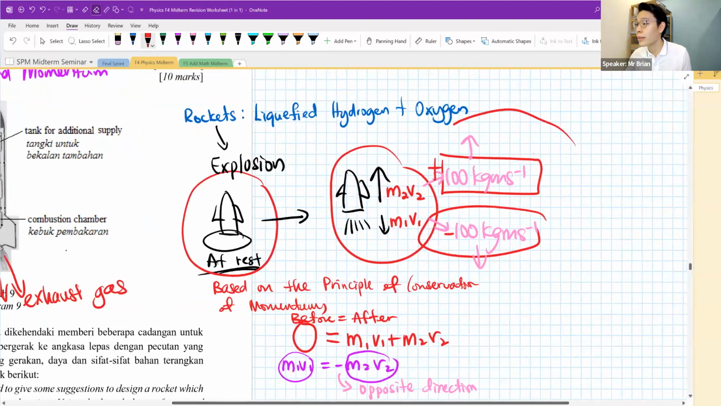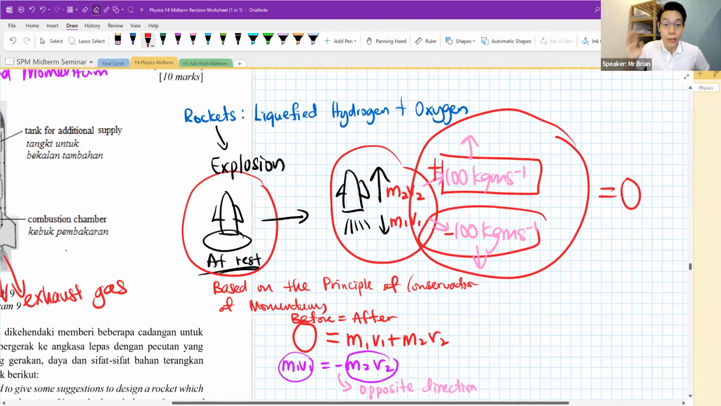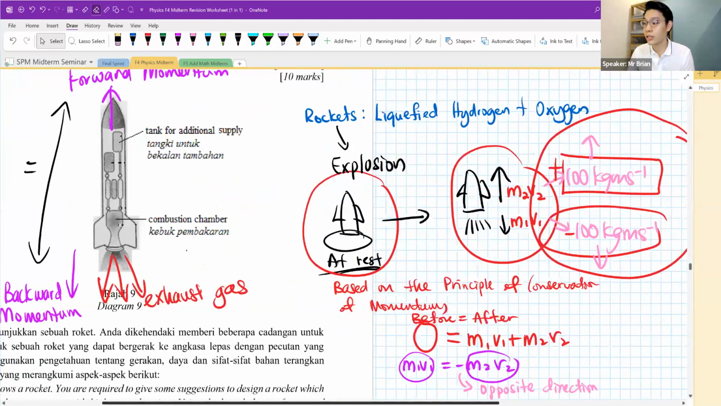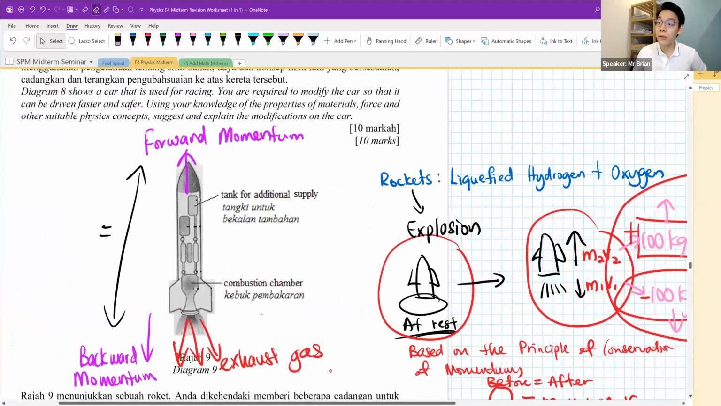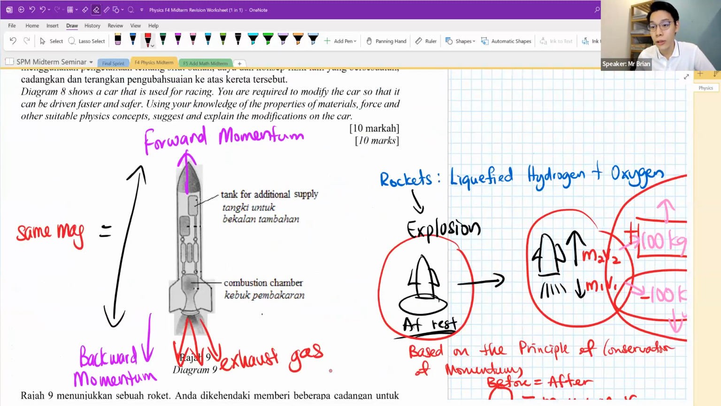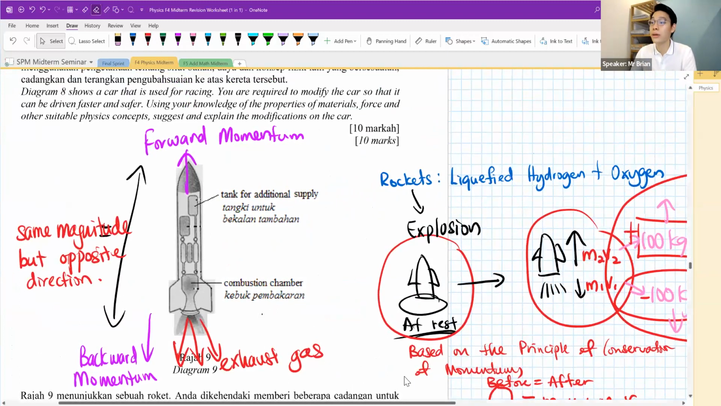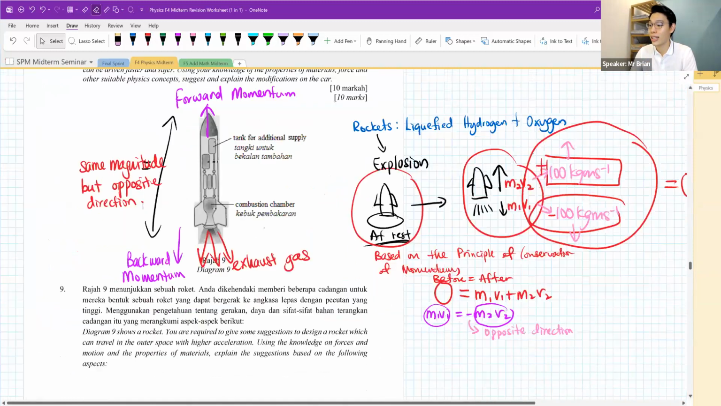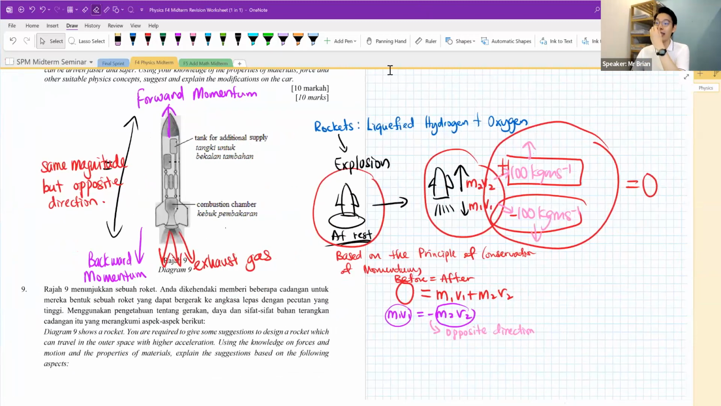And the total momentum after will be equal to 0, positive and negative. So the principle of conservation of momentum to explain a rocket is using this concept. We say that the forward momentum and backward momentum are the same magnitude, but in the opposite direction. That is the working principle of a rocket.